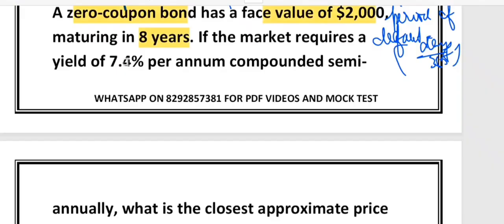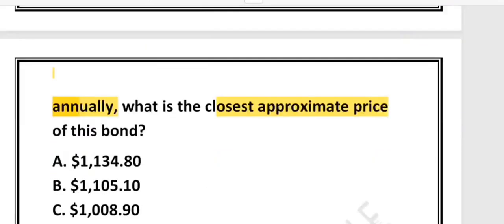Fine. Now, one more point they have given is that the market required yield is 7.4% per annum and compounded semi-annually. This one is very important. Compounding is to be done semi-annually, right? Now friends, the question is asking what is the closest approximate price of this bond. Very good question, right? Please see the key terms which I mentioned here. Now the options are, let me show you, 1134.80, 1105.10, these are the options.